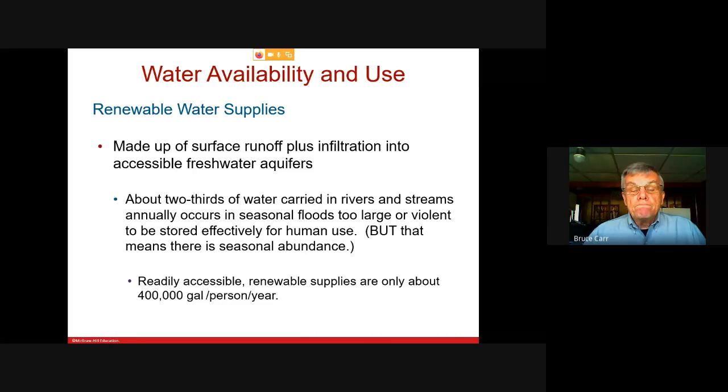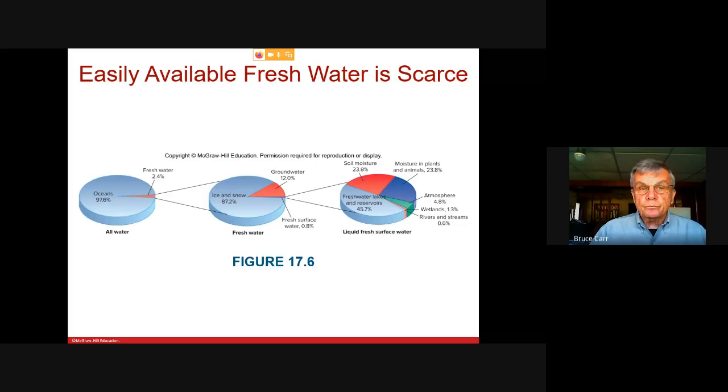We have readily accessible renewable supplies only provide about 400,000 gallons per person per year. So looking at the breakdown, the ocean's a huge portion of all water with only about 2.4% what we call fresh. Of that fresh water, almost 90% of it is ice and snow. So what we call groundwater and surface water is more like 12 to 13%.